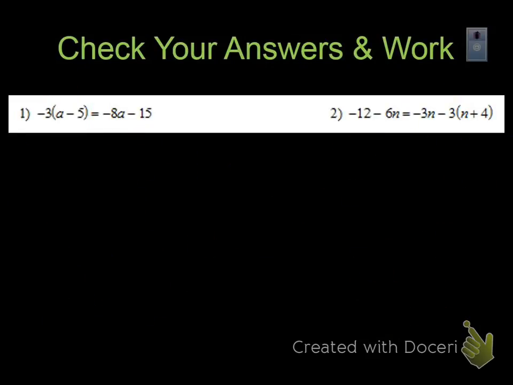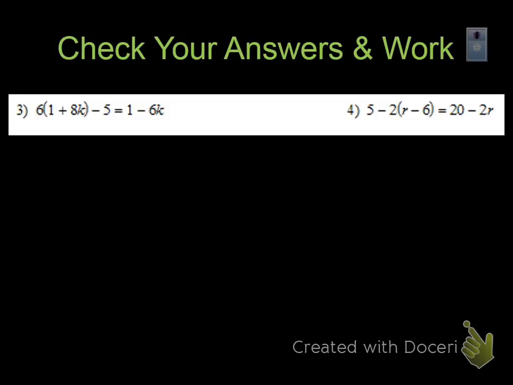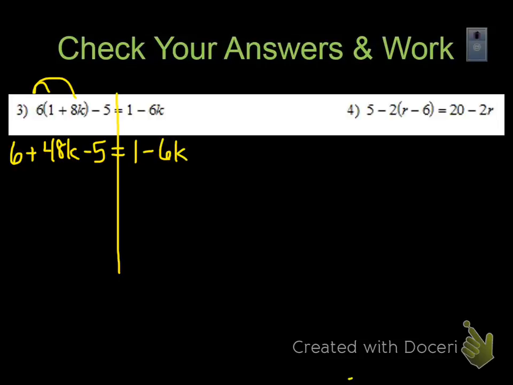All right, let's go ahead and take a look here at number 3 and 4 before you get another set of problems to practice on your own. On number 3 here, I'm going to go ahead and draw that line. I see that I have parentheses on the left-hand side, so I want to distribute that 6 to the parentheses to get rid of that. So 6 times 1 is 6. 6 times 8k is 48k. So I have 6 plus 48k, and then that minus 5 stays the same. On the right-hand side, I have 1 minus 6k. Nothing changed there. There's no parentheses.